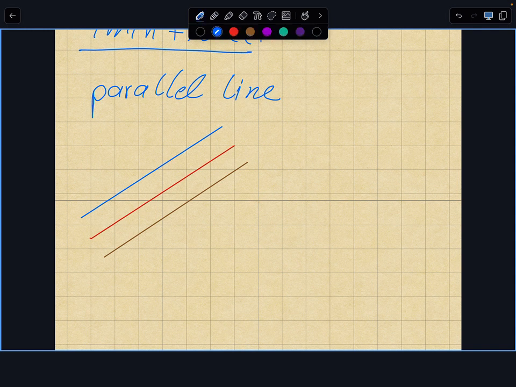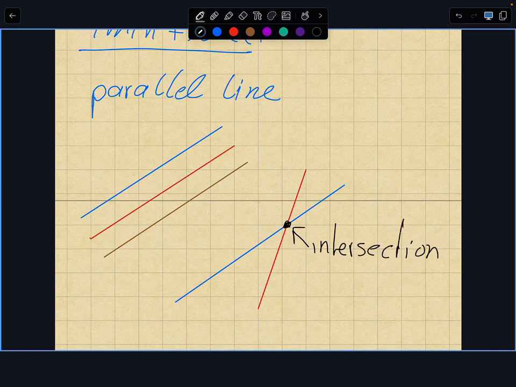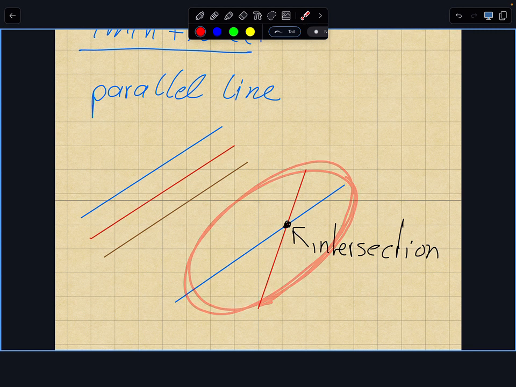Now, what is intersect? Intersect means they will do this. This is called an intersection. This is an intersection. Yes? Parallel lines will never do this. They will never intersect. Straight line. Never intersect.